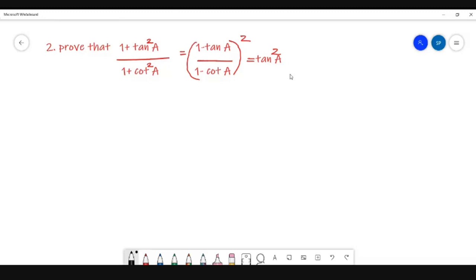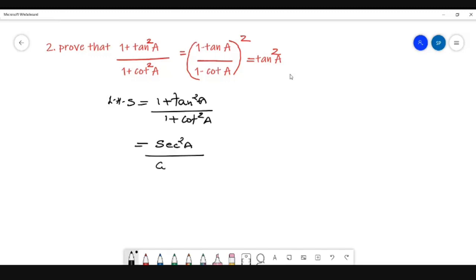First we can take the left hand side of the expression, 1 plus tan square A divided by 1 plus cot square A. What is 1 plus tan square A? That is sec square A. What is 1 plus cot square A? That is cosec square A.